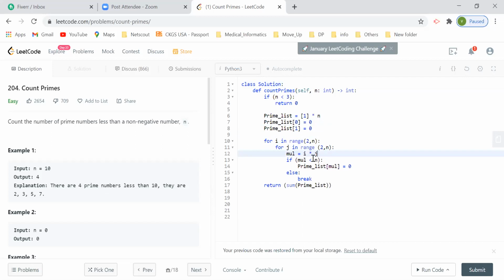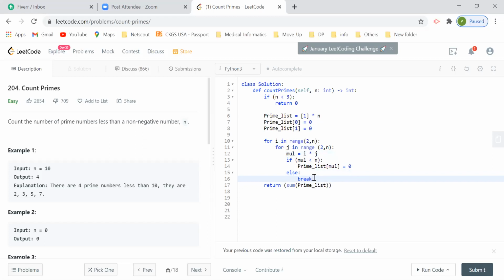So basically, with a prime number, if it has a multiple other than that one, then it is not a prime number, right? If it has only 1 and itself, then it's a prime number. So that's what you are trying to do here. If it's a prime number, you just make it 0. Otherwise, when you get a prime, you just break it.